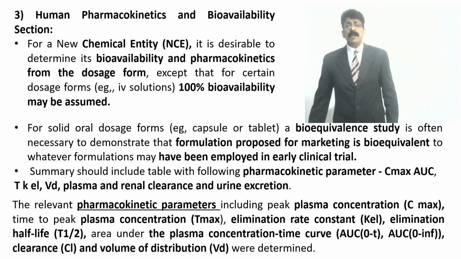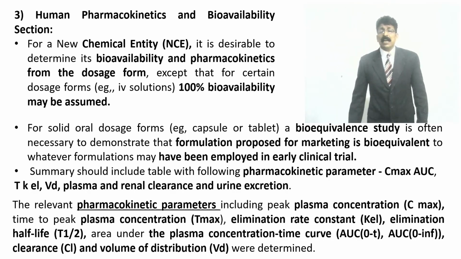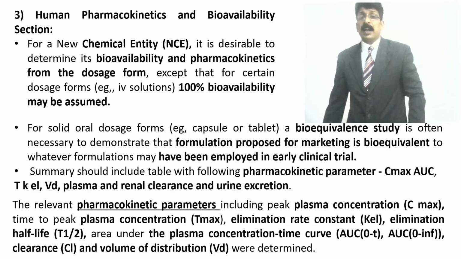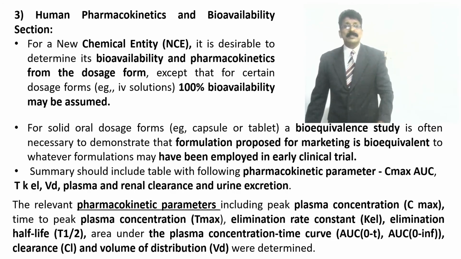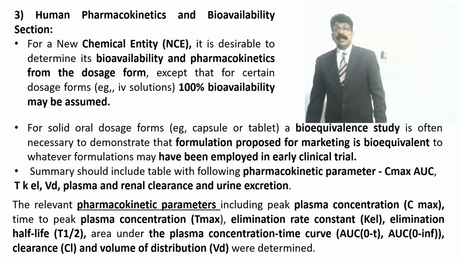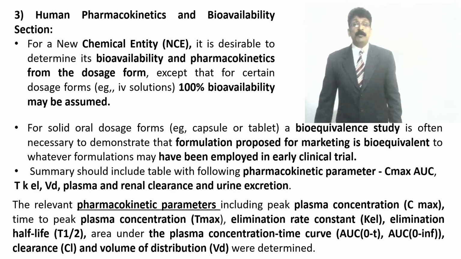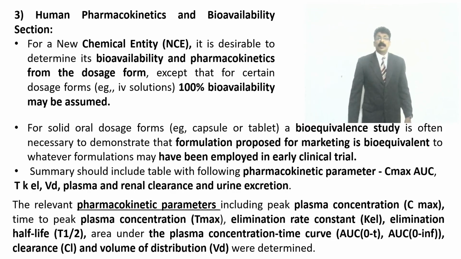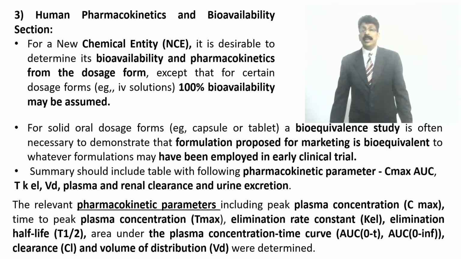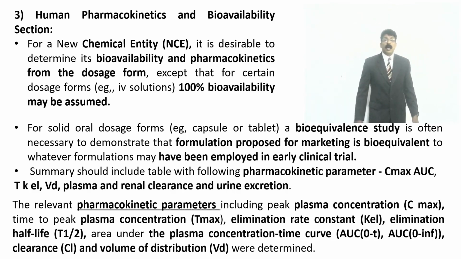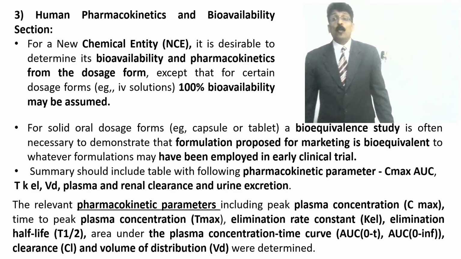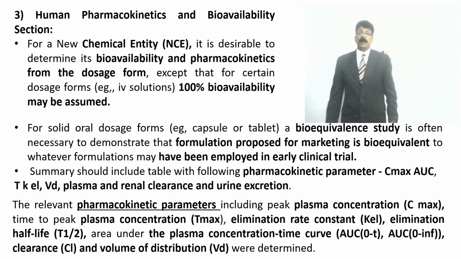So the relevant pharmacokinetic parameters include the peak plasma concentration Cmax, the time of the peak plasma concentration Tmax, elimination rate constant KEL, elimination half-life T half, area under the plasma concentration time curve, that is AUC at time T, and AUC at infinity, clearance CL, and volume of distribution VD were determined. This is what we have explained there.